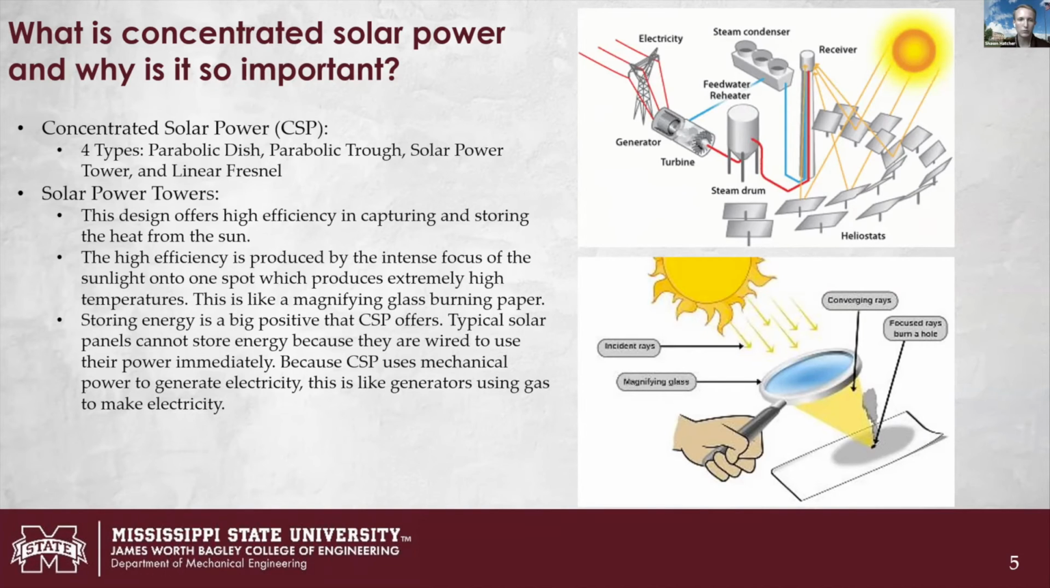The high efficiency from these power towers is produced by an intense focus of sunlight onto one spot of a receiver, which induces a high heat, which is going to produce steam or some heat generation into a fluid, which in turn goes to a steam drum, which then goes into a turbine here in this picture on the right. The turbine turns the generator, and the generator produces electricity. Also, the generator can store energy as well.